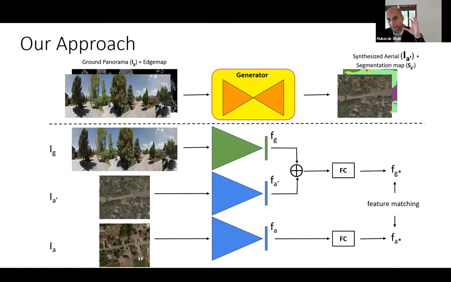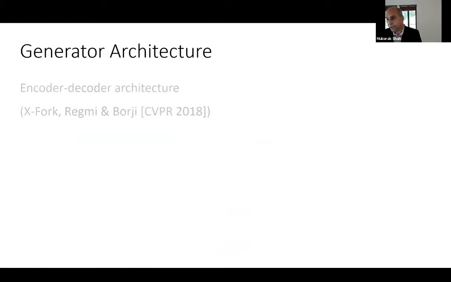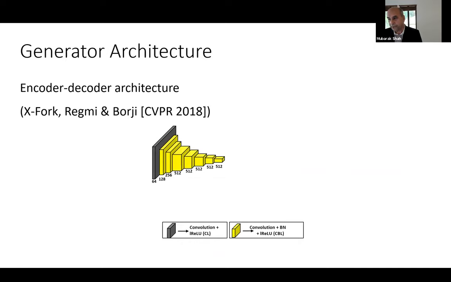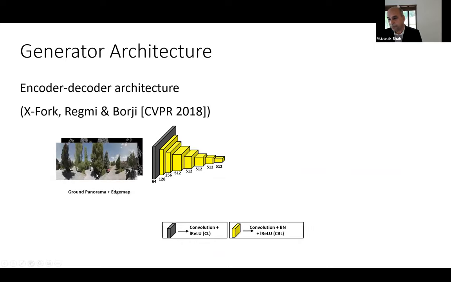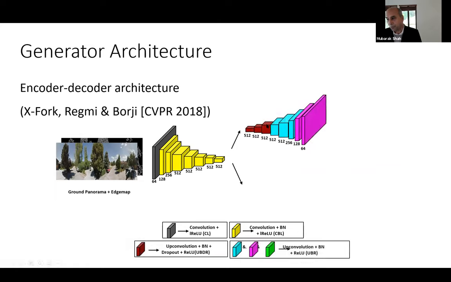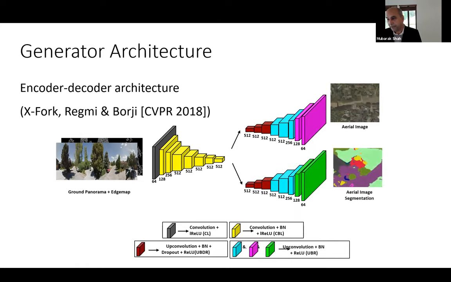I mean, same location taken, one ground, other one aerial. And so the generator architecture we use is from the previous paper we had in 2018, which is shown here. So input is the panorama and also edge image. And then we have two forks. One generates the aerial image, other generates the semantic segmentation, and these are the details there.